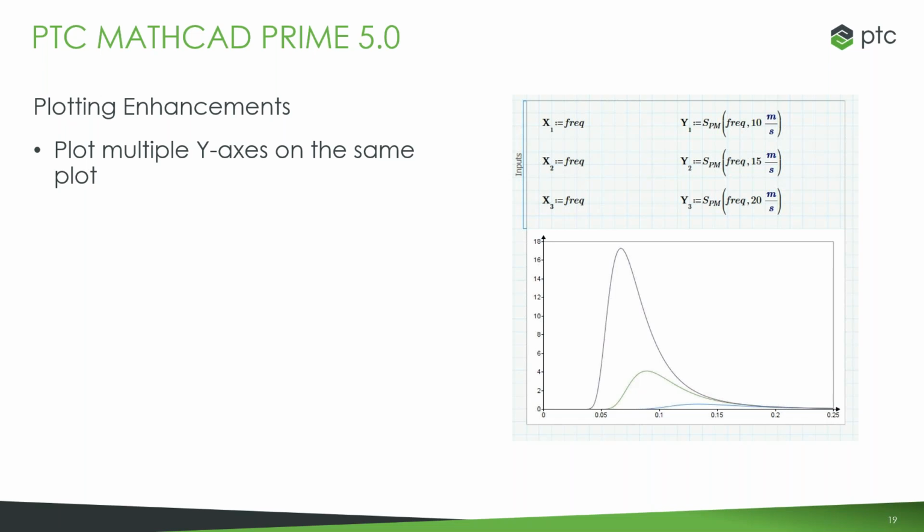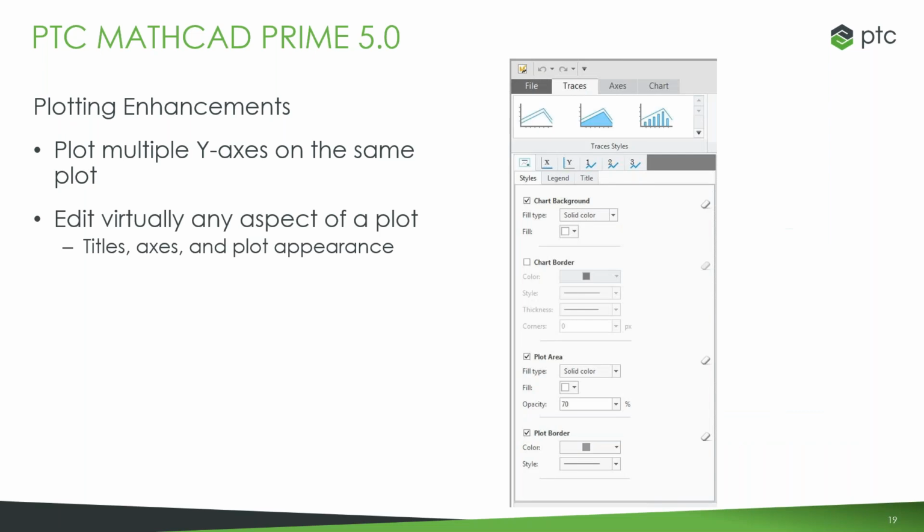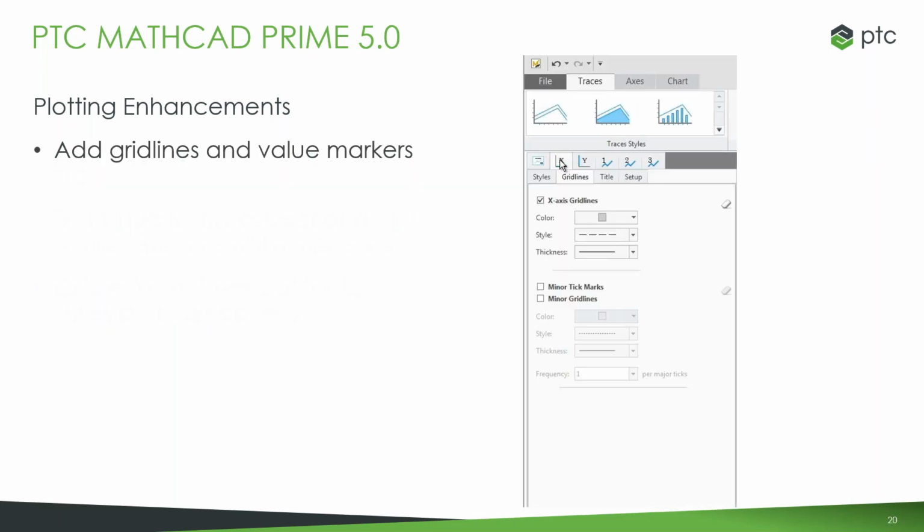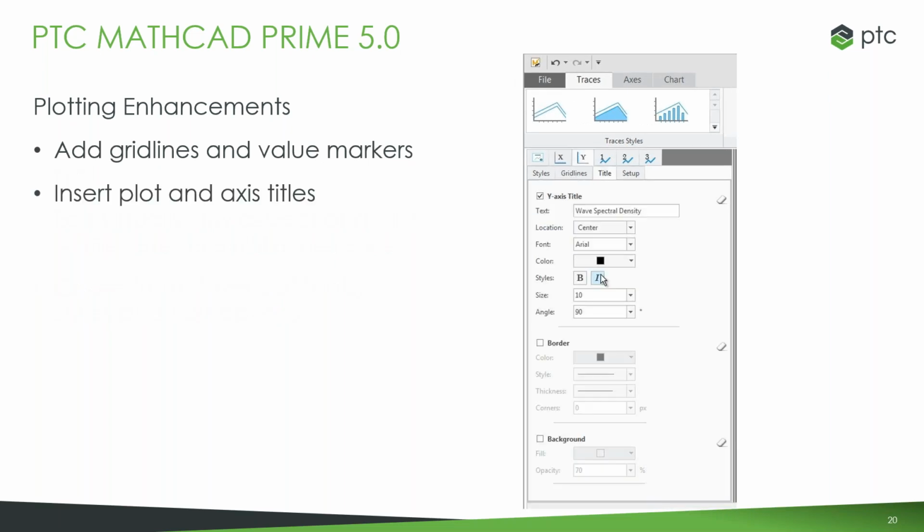So you can plot multiple y-axes on the same plot now. You can edit any aspect of the plot: titles, axes, and plot appearance. You can choose from dozens of fonts, styles, and text options. You can add grid lines if you'd like, or value markers to point out specific values. And then you can also insert plot and axis titles.